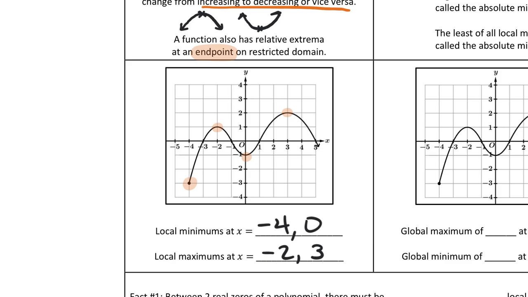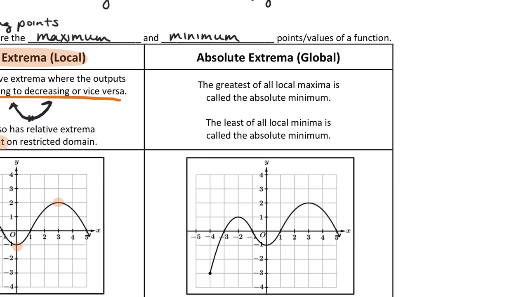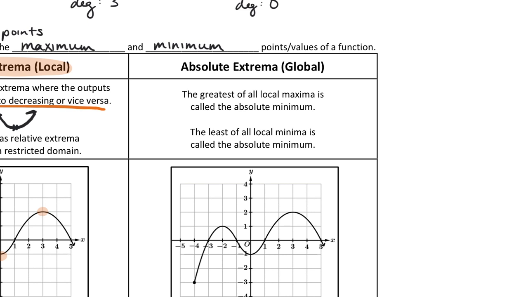That is relative or local extrema. But our other type of extrema is an absolute or global extrema. You'll see those words interspersed between them. It's pretty obvious from the word absolute in my mind what this is, but an absolute or a global extrema is literally just the biggest of all the big points or the smallest of all the small points. The biggest of all the big points, the smallest of all the small points.